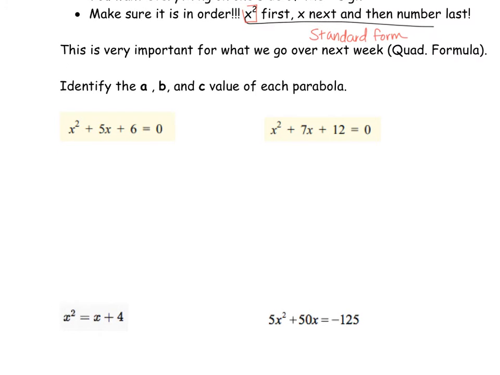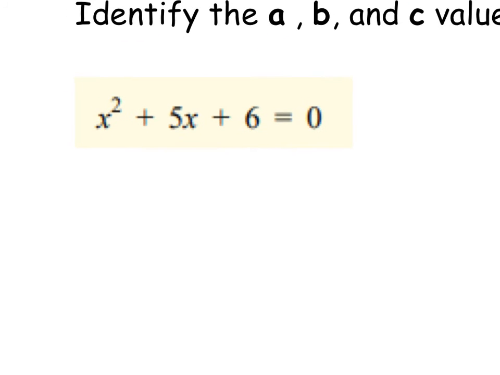So in our first example, we have x squared plus 5x plus 6 equals 0. The first thing we want to say, is it equal to 0? Boom, boom, it's equal to 0. One thing you'll realize is that there's no number attached to your x squared. So whenever we don't have a number attached, we put a 1 there as a placeholder. So it's sort of like the alphabet. A comes first, B comes next, and C comes last.